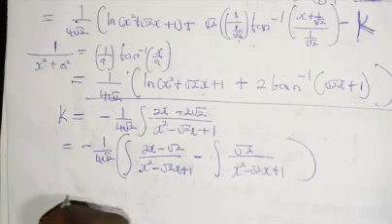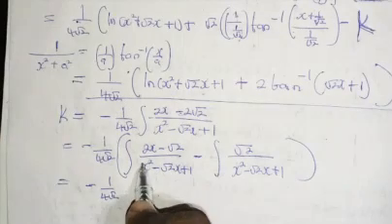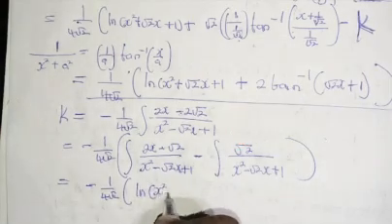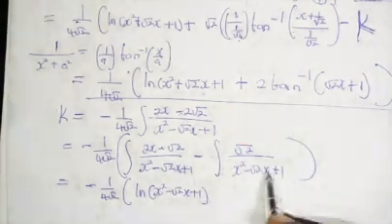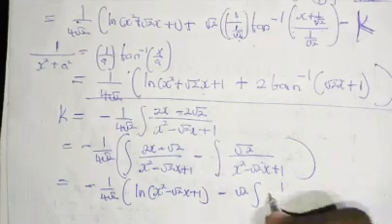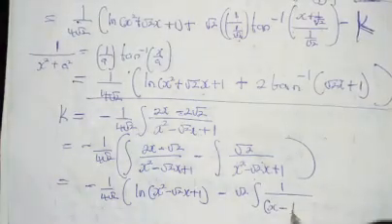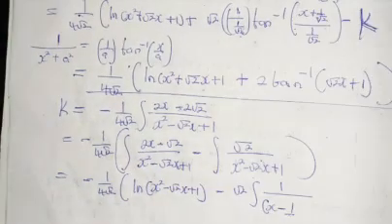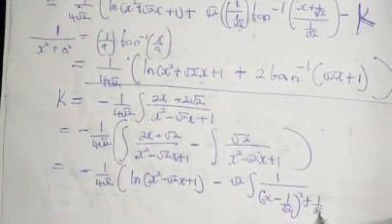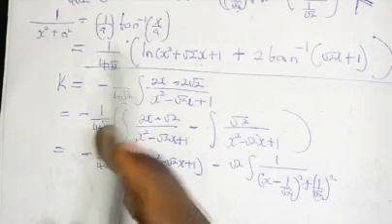So now we have minus 1 over 4 root 2. Don't forget the derivative of this denominator is equal to the numerator. So it will be ln of x squared minus root 2x plus 1. And here now you have minus root 2 times the integral of 1 over, you can rewrite this as x minus 1 over root 2 all raised to the power of 2 plus 1 over root 2 all raised to the power of 2.